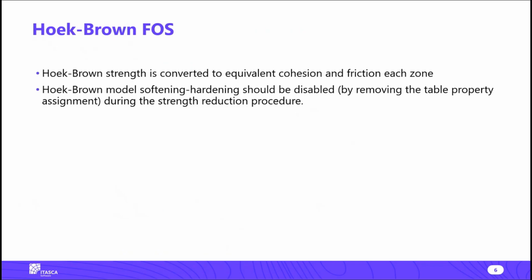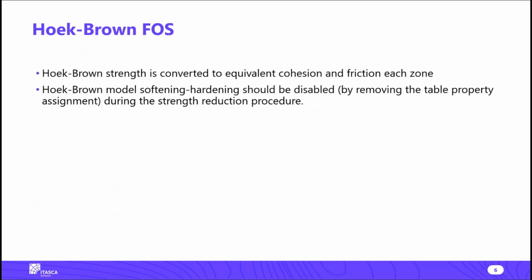If you have a Hoek-Brown material, this is a little bit more complicated because you don't have a cohesion and friction, but it is possible to convert the Hoek-Brown strength in each zone to give an equivalent cohesion and friction. So you know what the confining stress is. You can fit a tangent to the Hoek-Brown curve to get the cohesion and the friction. And that's basically what it does. And then it just reduces the cohesion and friction for each zone based on the equations that I showed before.